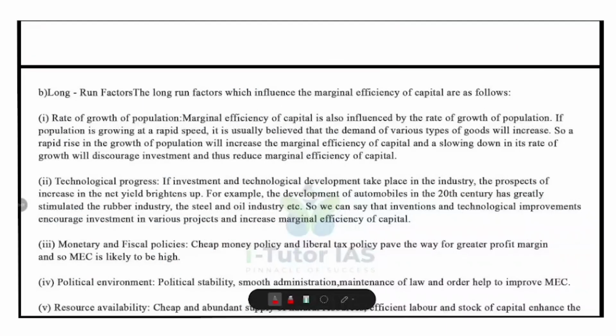We were studying chapter 4 and in the last class we had covered till the topic short-run factors that are affecting marginal efficiency of capital. In this class we are going to start with the topic long-run factors that are affecting MEC or marginal efficiency of capital.